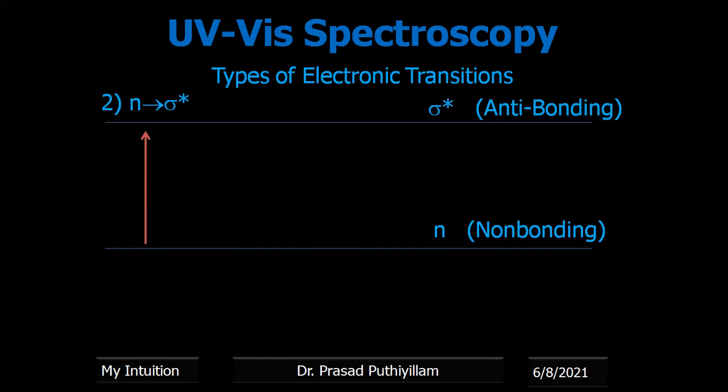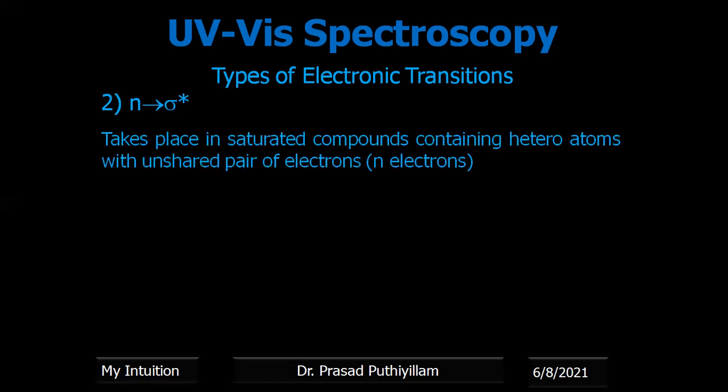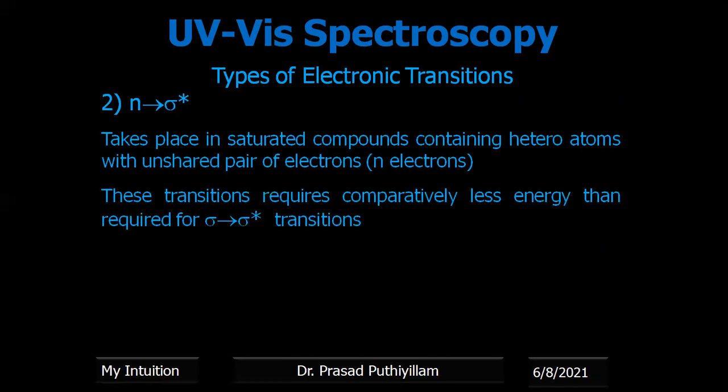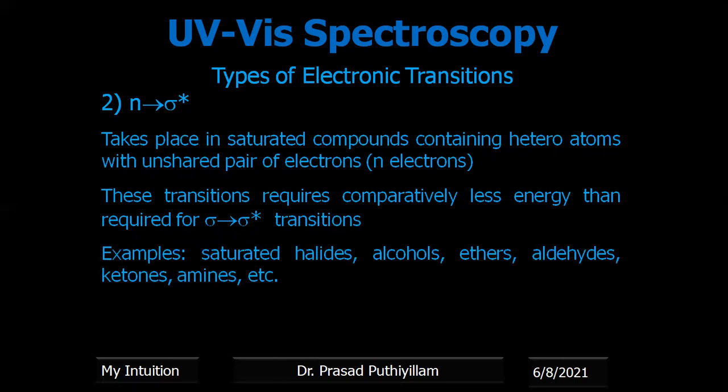The second possible transition is n to sigma star. The n to sigma star transition takes place in saturated compounds containing a lone pair of electrons, or unshared pair of electrons, which we call n electrons, mainly on heteroatoms. Whenever you say heteroatoms, it is oxygen and nitrogen; even halogens you can consider as heteroatoms. These, other than carbon and hydrogen, have lone pairs of electrons in their p orbitals mainly. These transitions require comparatively less energy than the sigma to sigma star transition. Examples are saturated halides, alcohols, ethers, aldehydes, ketones, and amines.